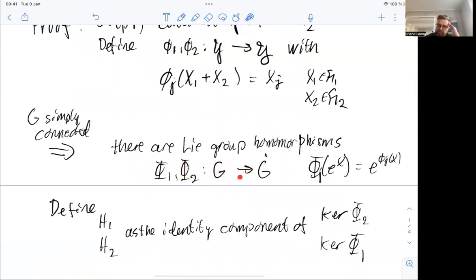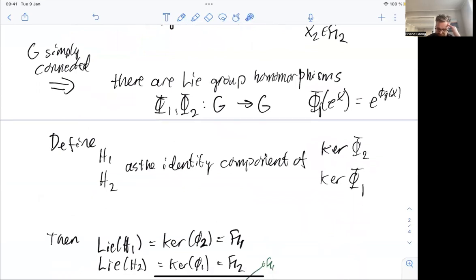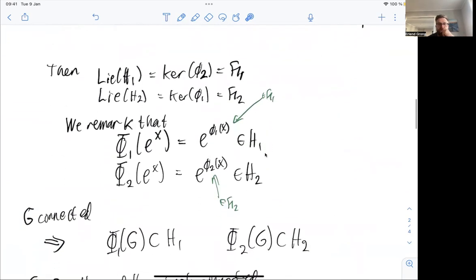and then, since the group is simply connected, there is a corresponding homomorphism of the entire Lie group, which satisfies this property here. We can then take the kernel of the corresponding other map. So here we do phi2 for H1, and phi1 for H2. And then in order to make sure that they're connected, we take the identity component so that we're not confused. Then we have the correct Lie algebras.